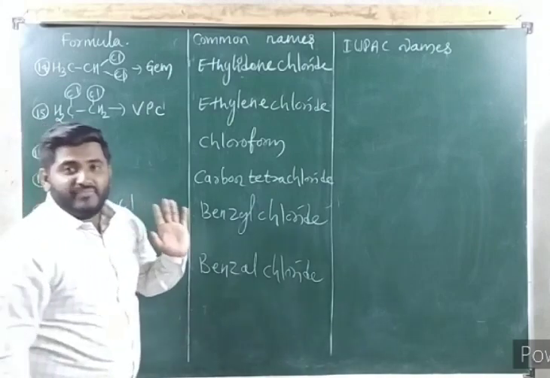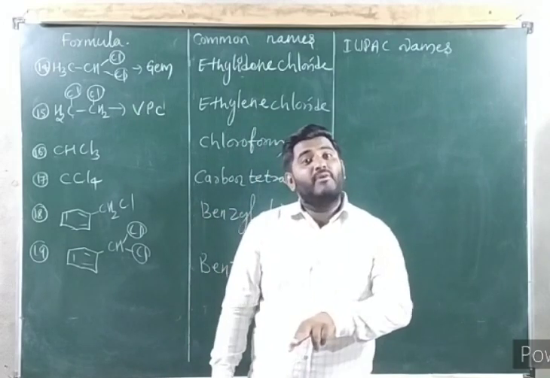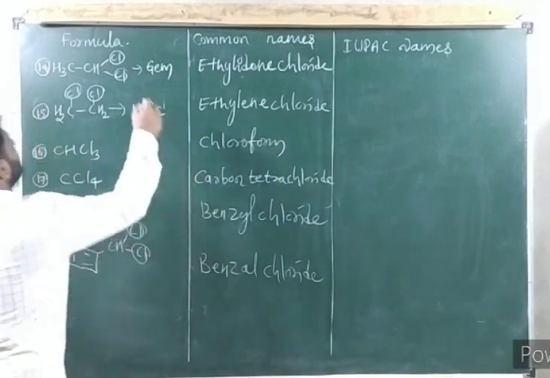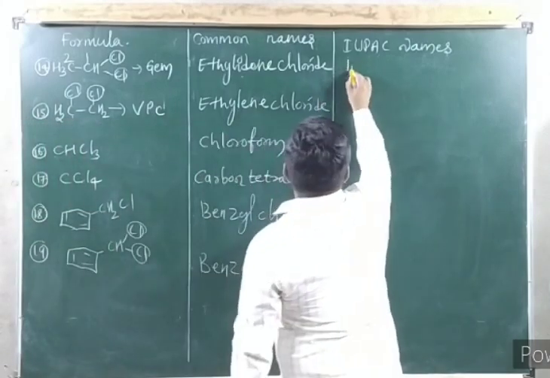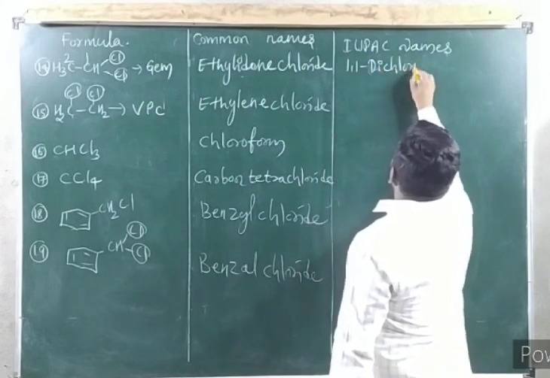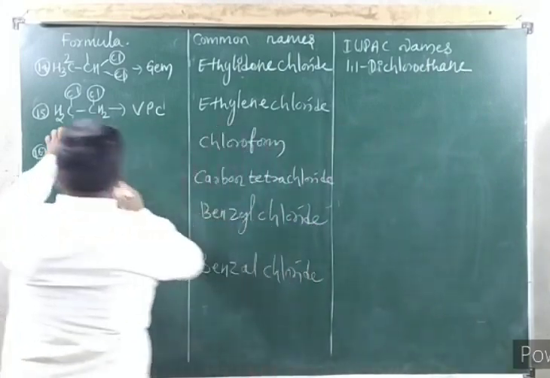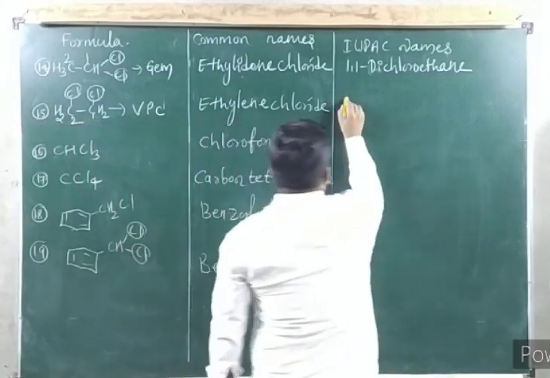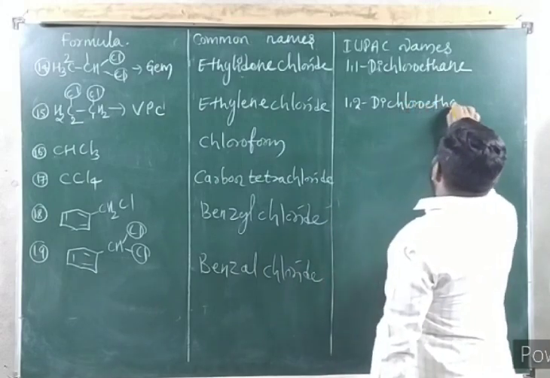And always remember, not all compounds have common names, but all compounds have IUPAC names. Getting my point? So now we talk about the IUPAC name. In the first one, positions 1 and 1 have 2 chlorines, so we write 1,1-dichloroethane. In this one, what is the numbering? 1 and 2. 1,2-dichloroethane.